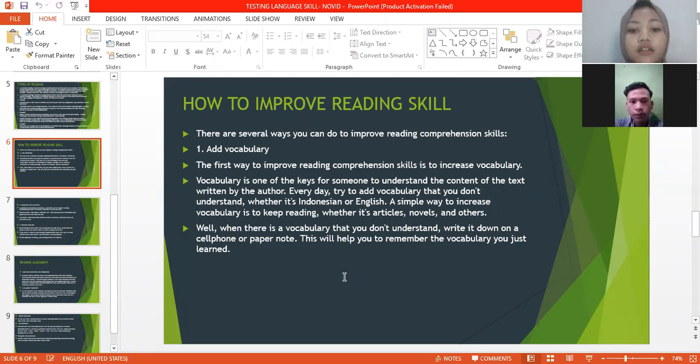Whether it's Indonesian or English, a simple way to increase vocabulary is to keep reading, whether it is articles, novels, and others. Well, when there is a vocabulary that you don't understand, write it down on a phone or paper note. This will help you to remember the vocabulary you just learned.